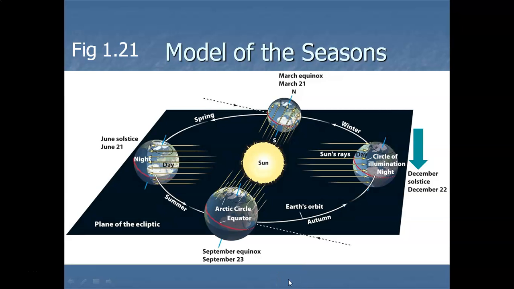Lecture 3B, Model of the Seasons. We're going to take those 6 factors that work in a series of interactions to create the seasons. Now, in this model, we're going to stop the Earth at 4 critical positions in its revolution around the sun.